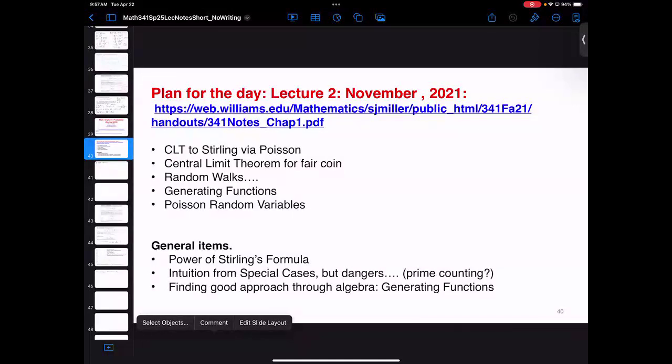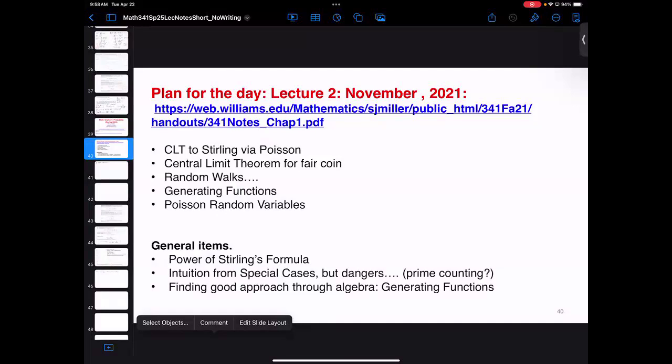The big item to take away from this is the power of Stirling's formula. While we're going to start today by showing how Stirling follows from the central limit theorem, we're actually going to use Stirling's formula to prove the central limit theorem in the special case of tossing a fair coin. This would, of course, be a circular proof, so we have to have an independent way of proving Stirling's formula if we want to then use it to handle the case of tossing a fair coin.